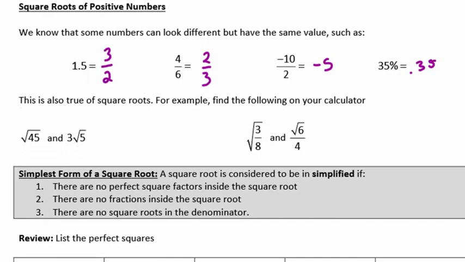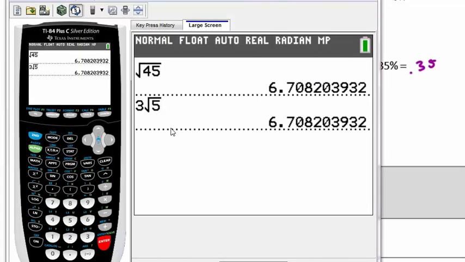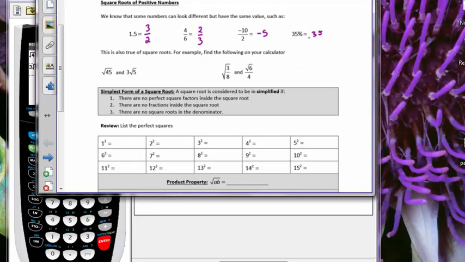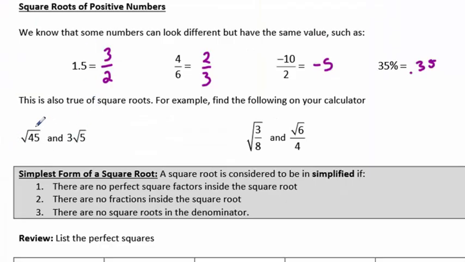This is also true for square roots. For example, find the following on your calculator: the square root of 45 and 3 times the square root of 5. If you use the square root key, second and blue right there above the x squared key, you'll see that the square root of 45 and 3 times the square root of 5 are exactly the same value. So they are the same number, just one has been simplified.